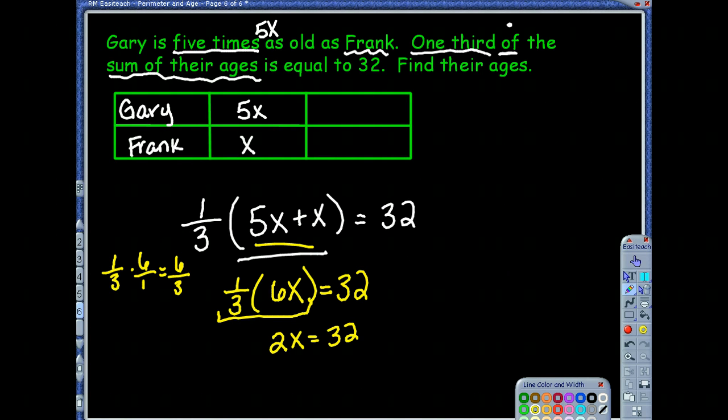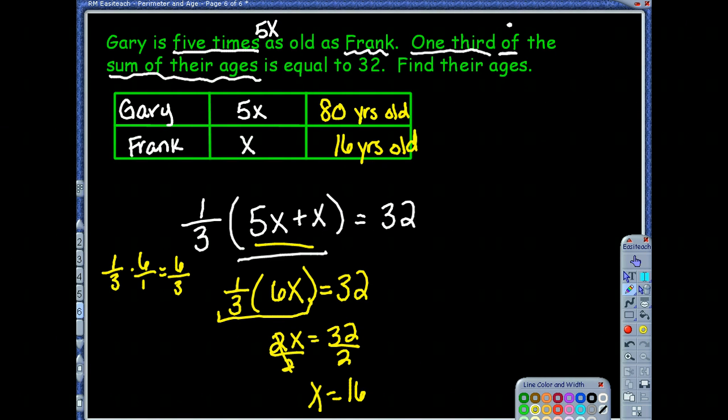But we're not done yet, because we know that we also need to divide both sides by 2. And that leaves us with x is 16. Which means that since x is 16, Frank is 16 years old. And Gary is going to be 80. If you take 16 times 5, that's going to give us an 80. 80 years old.